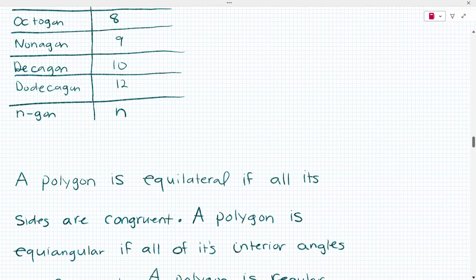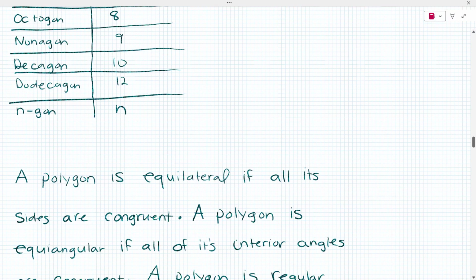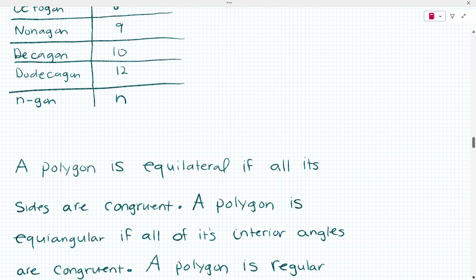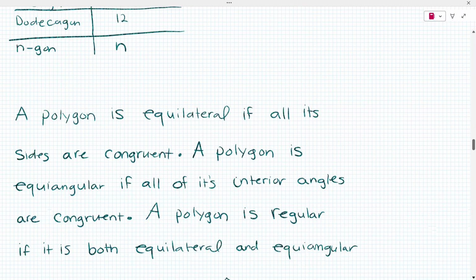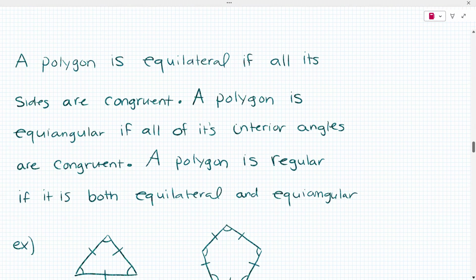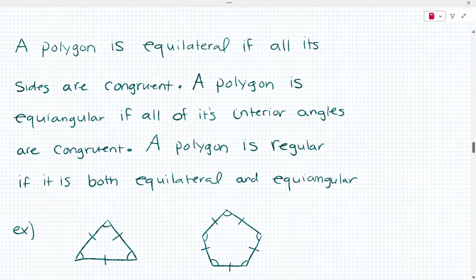Okay, so another piece of information about polygons. A polygon is equilateral if all of its sides are congruent. A polygon is equiangular if all of its interior angles are congruent. You kind of remember that word comes from geometry. Equiangular means all angles are the same. So if all the angles are the same in that shape, all sides are congruent as well.